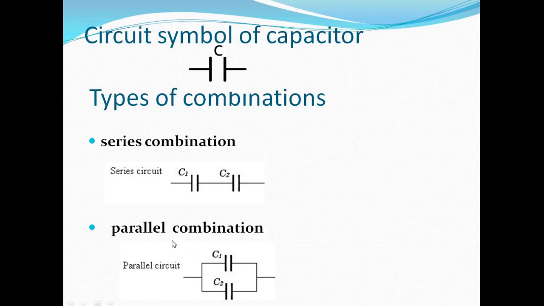So, capacitors can be combined in series and parallel. This is the series combination. This is the parallel combination of capacitors. So this is the circuit symbol of the capacitor. Okay students.